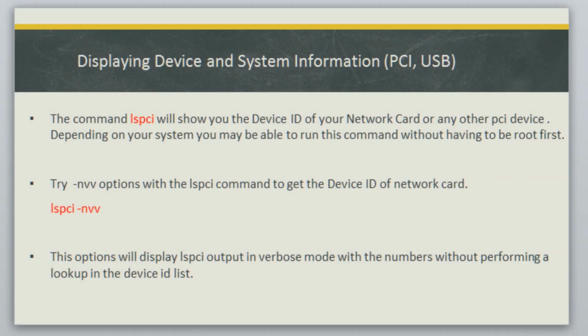So when we do the -nv command, this will display lspci output in verbose mode with numbers, without performing a lookup in the device ID list. So v stands for verbose. If you add a second v on it, it's going to give you even more options. You can actually add a third v on there to give you as much info as possible.